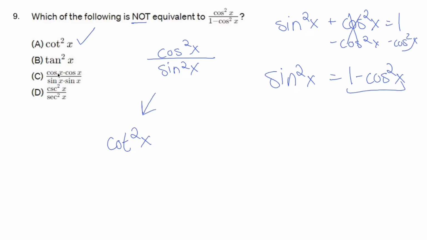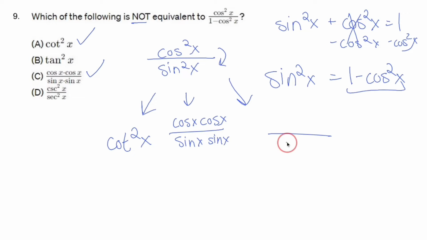So you are true. So I like you. I'm going to keep you. Cos squared x is the same as cos x times cos x, and sine squared x is the same as sine x times sine x. So you are a true statement. And let me see. If I were to move cosine squared x down, I would have secant squared x on the bottom. And if I were to move sine squared x up, I would have cosecant squared x on the top, which makes you work. Oh, tangent. You little rascal, it's not tan squared x.